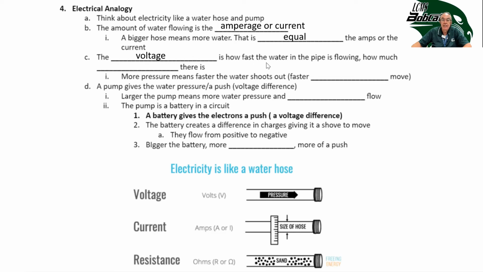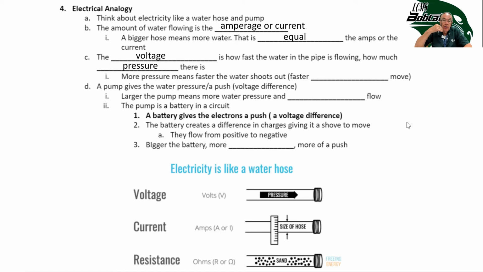Okay. Voltage is how fast or how much push, how much pressure there is. So, another example of this, which is kind of a good one, is like the thing that the dentist uses to clean your teeth, water pick. It has a lot of pressure, but there's not much water flowing. Okay, so it would be like high voltage, but low amperage.